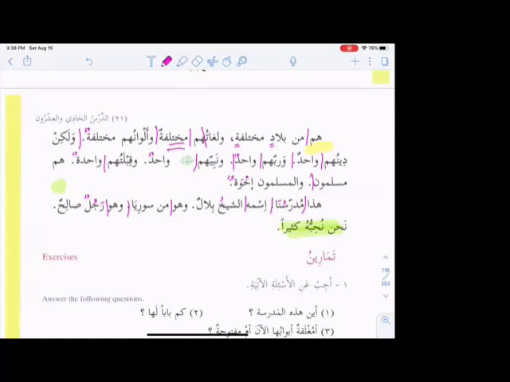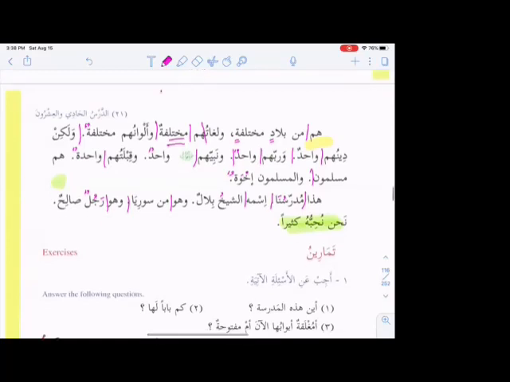Wa alwanuhum mukhtalifatun. This is very beautiful, my brother. What is alwanu? The color of our skin. What is the singular? Lawnun. I will write it down here. Everything is in the Madina book. Lawnun, color. What is the jama? Alwanun. Their colors. Alwanu mubtada and it is mudaf. Hum mudaf ilayhi. Mukhtalifatun khabar.